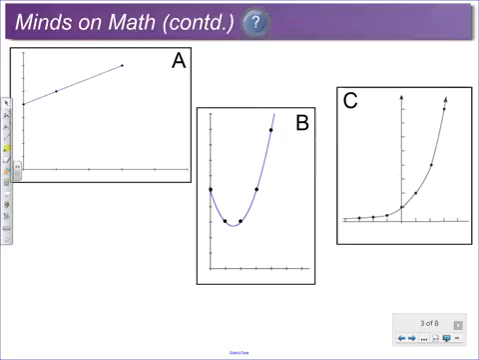Okay, so you've gone through, you've done a little thinking and jotted some ideas down, things that might have come to mind. So for instance, you might have said that this graph is linear, given that it's a straight line. And you might have gone so far as to say over here that both graphs B and C are nonlinear.